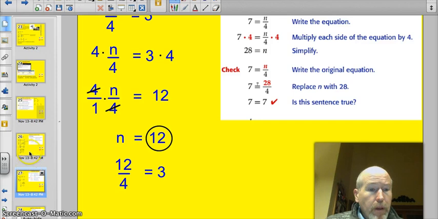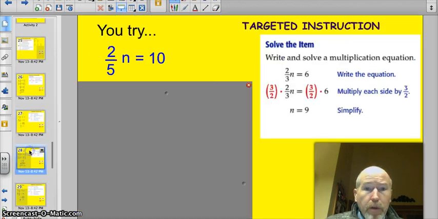Okay. I think it's time for you to try one. See if you can solve this. And again, I put this problem back up there to help. Why don't you go ahead and give it a shot.